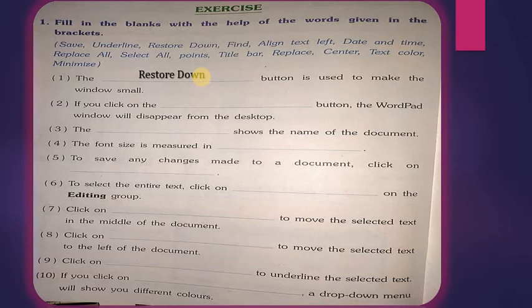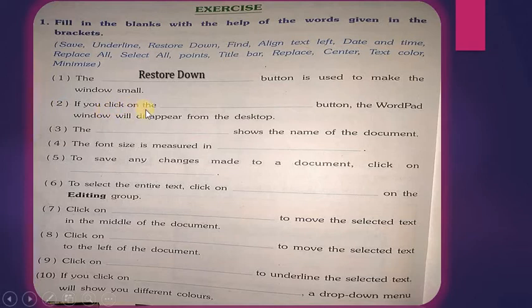In the next activity we can see the icon also, so you can understand which button, which tool is called restore down button. So the answer is restore down, for making the window smaller from the maximize size. Now see the second filling the blank.